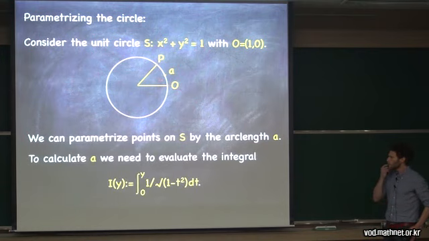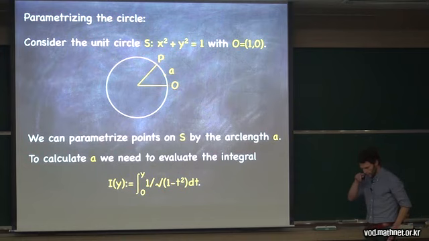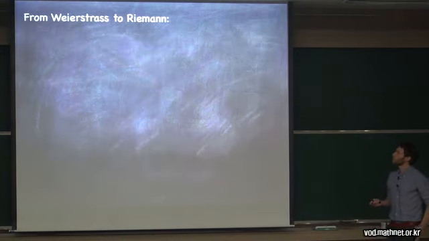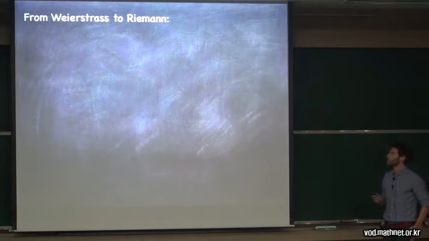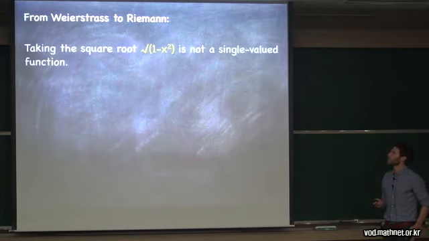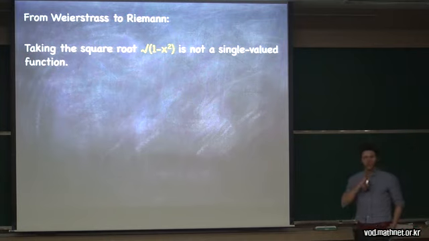And in doing so, in order to calculate this arc length A, we need to evaluate a certain integral. This integral looks like the integral from 0 to y of the function 1 divided by the square root of 1 minus t squared. Now when we do this, there are several things we should be careful with. Firstly, taking the square root of this function is not really a single valued function. So we have to make a choice.